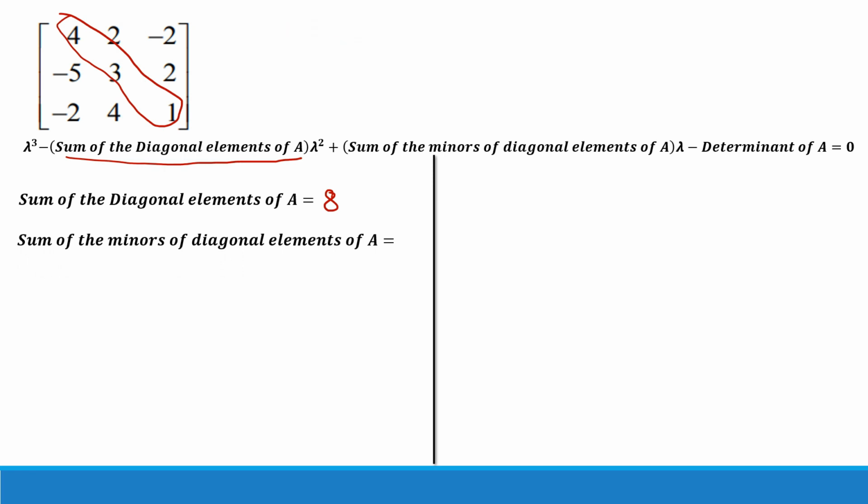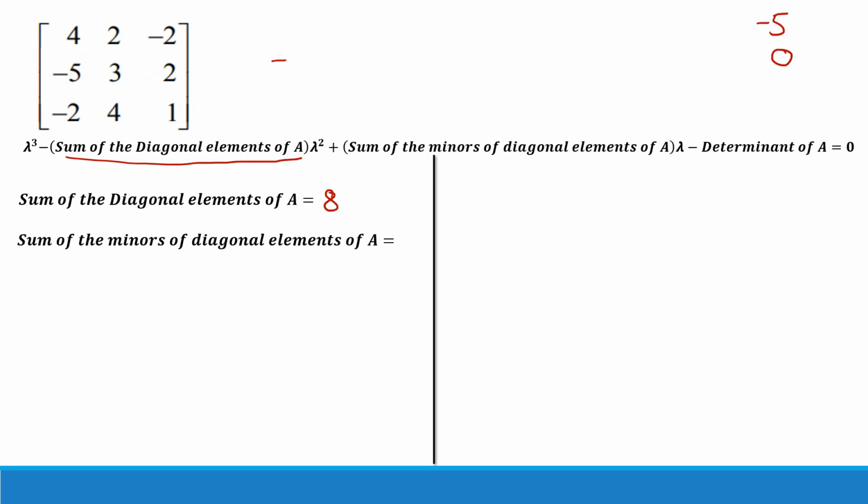What is the first diagonal element here? 4 is the first diagonal element. So leave this column and this row, and find the determinant of the remaining matrix. This will be 3 and minus 8, that will be minus 5, right? Now what is the next diagonal element? That is 3. What is the minor of this? Leave this column and this row. Then you'll get 4 into 1 minus 4, so that will be 0, right?